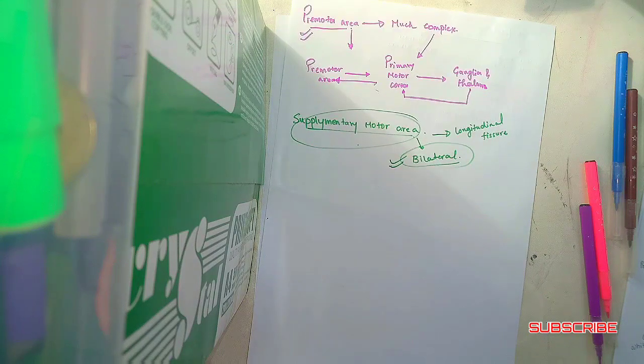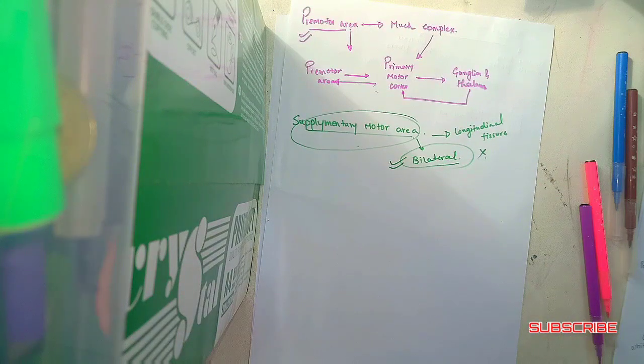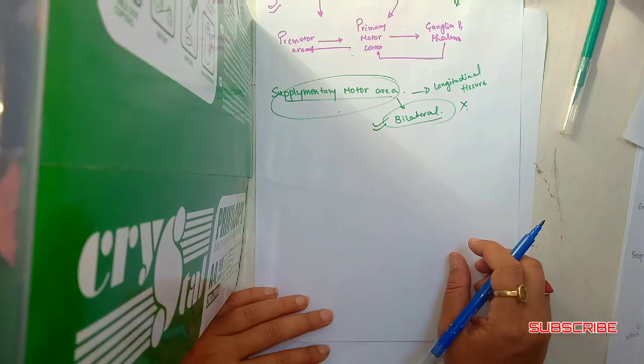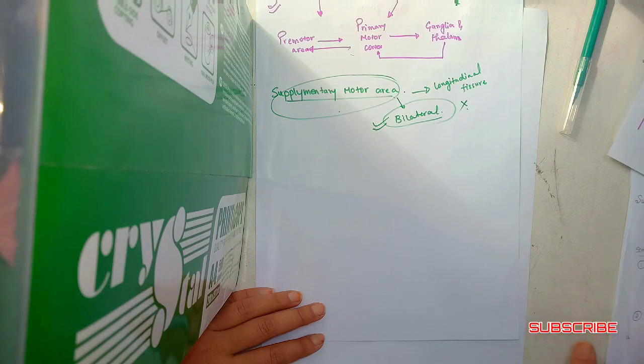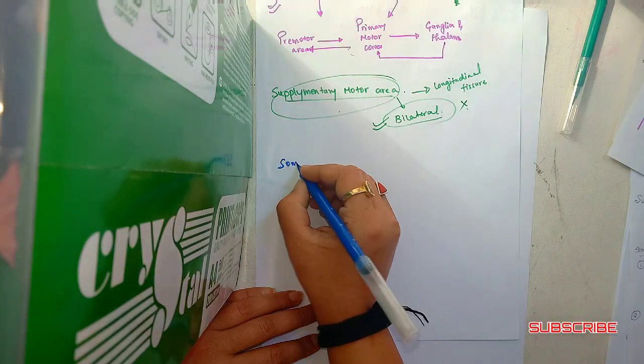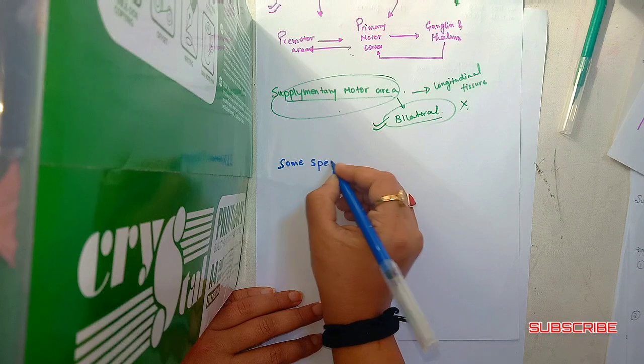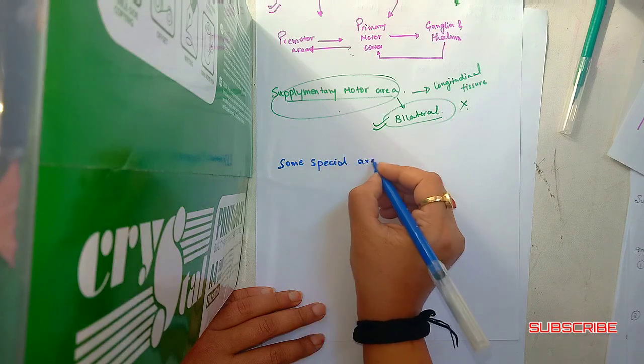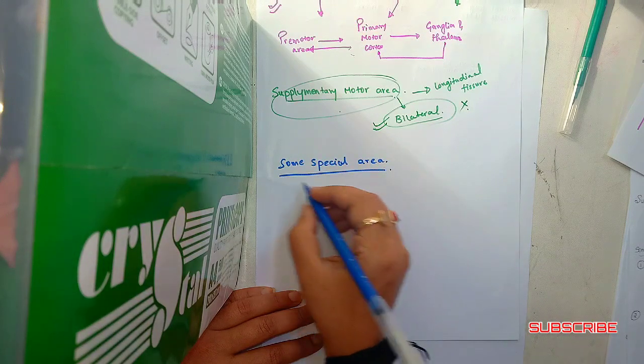Okay, so every area has some specialties. If there is damage here, then what will happen? Our hands will not move properly, like one hand will go in another direction, and they will not coordinate with each other. So there are some special areas of the motor cortex. There are 4 special areas.